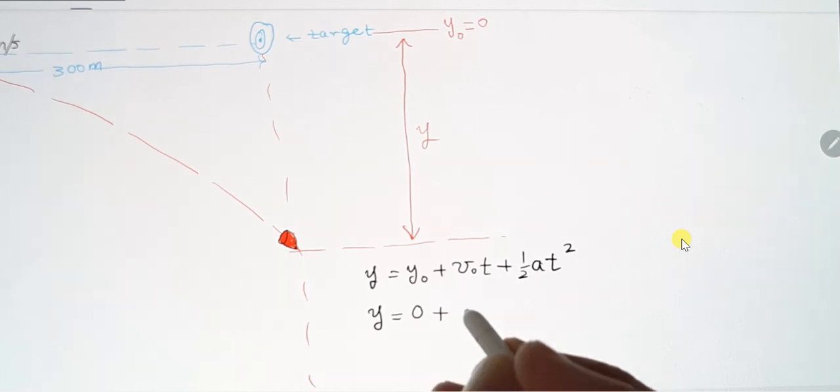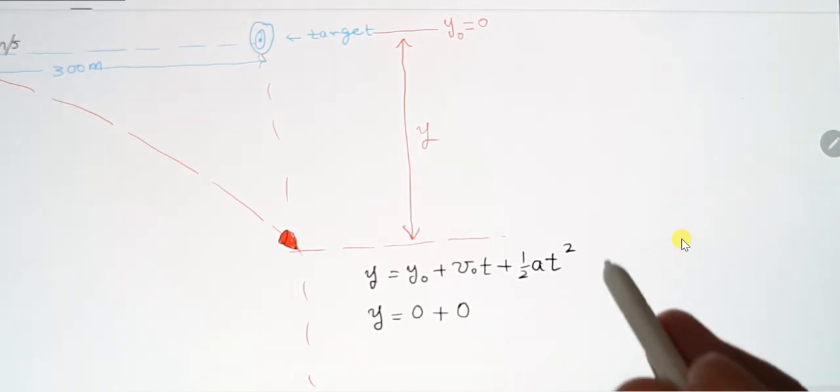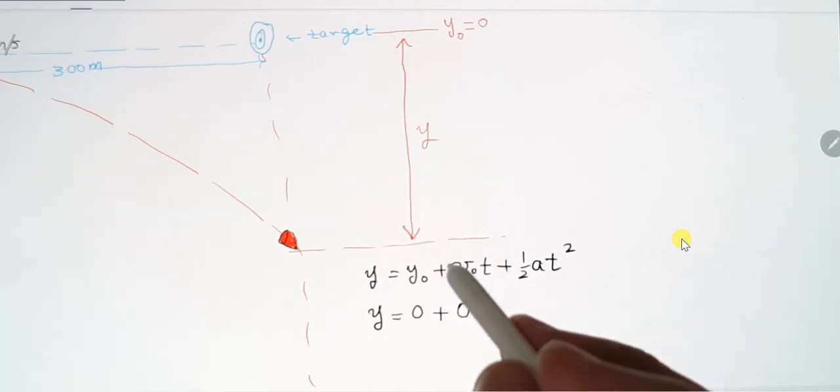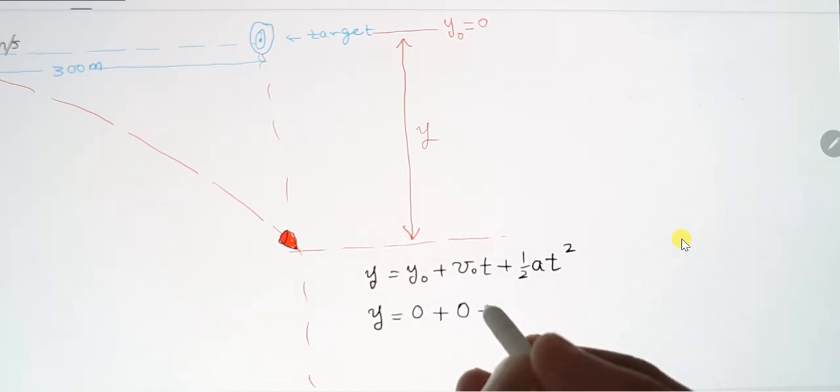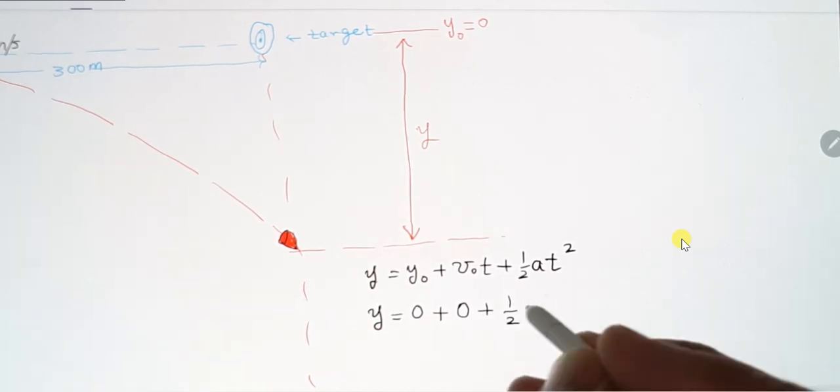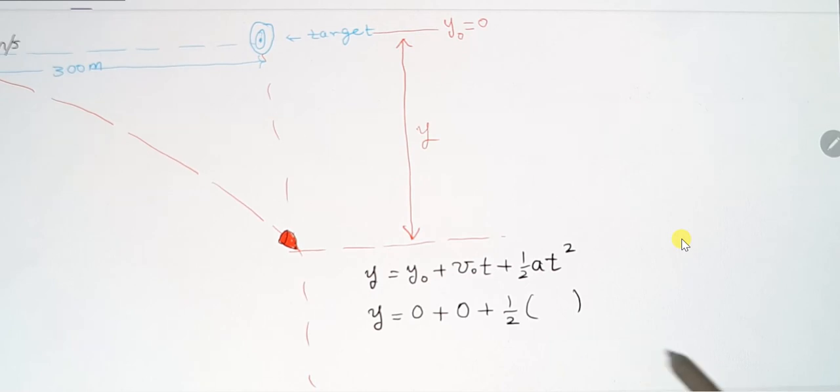It's a 0, because for the bullet it is like a free fall problem. It will start from 0 in the Y and then it will start to accelerate downward. Plus half. What is G? Plus 9.8 or negative? Excellent.